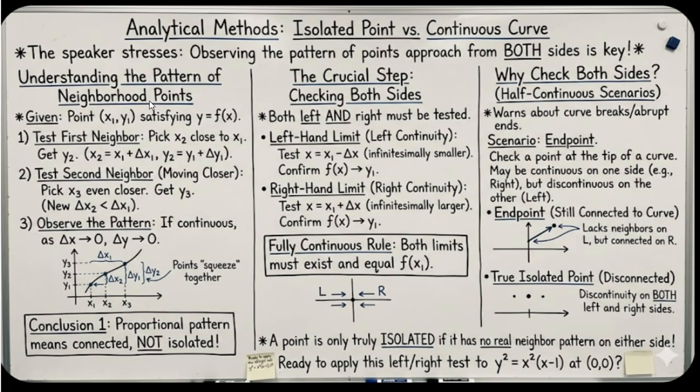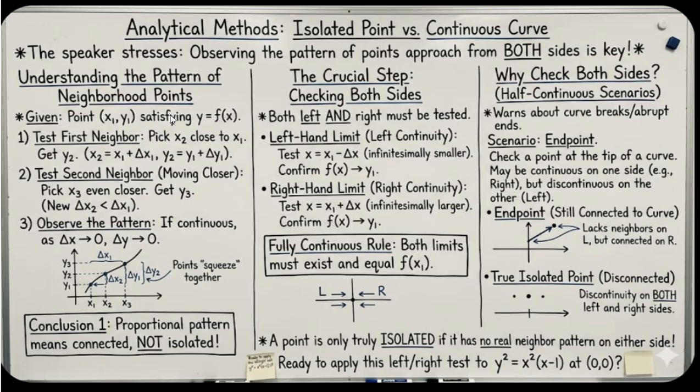Suppose they give a function y is equal to f of x, and they also give a point x1, y1. How is this point satisfying this equation? Let us say that x1, y1 is satisfying the function. Now, how can we say that it is alone? Very simply, there should be no neighborhood points around that point which satisfy the equation.